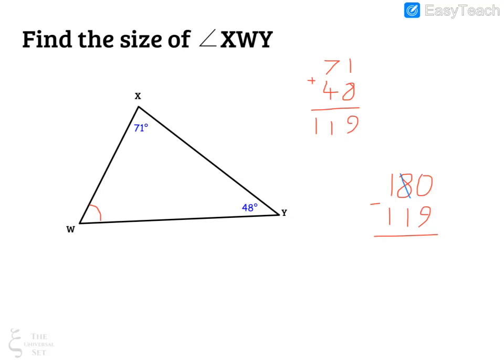So a wee bit of borrowing to do again. 10 take 9 is 1, 7 take 1 is 6, 1 take 1 is nothing, so we've got 61 degrees. Okay, I hope you agree that those two weren't too tricky. We're going to get on to some slightly more complicated ones then.